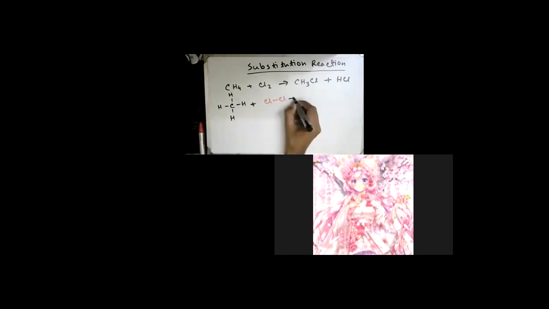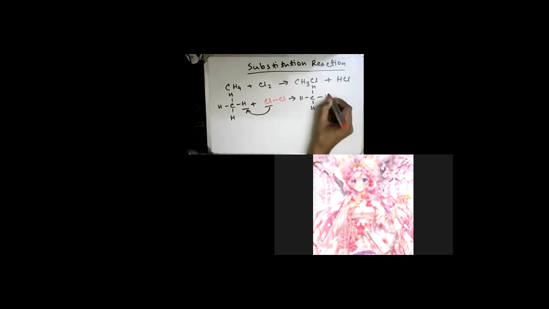Now, look at. If this chlorine substitutes this hydrogen, then it displaces this hydrogen. Sorry, it will be chlorine. Okay, and this hydrogen and this chlorine, if combined, then form another molecule, HCl.